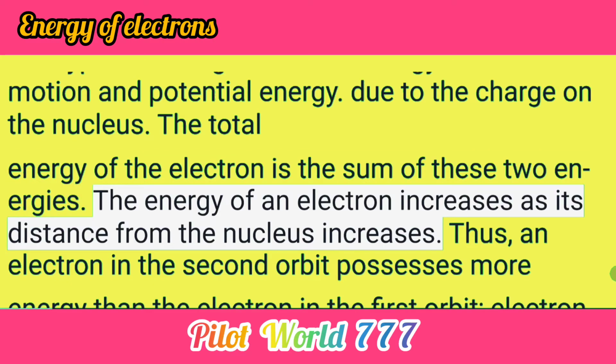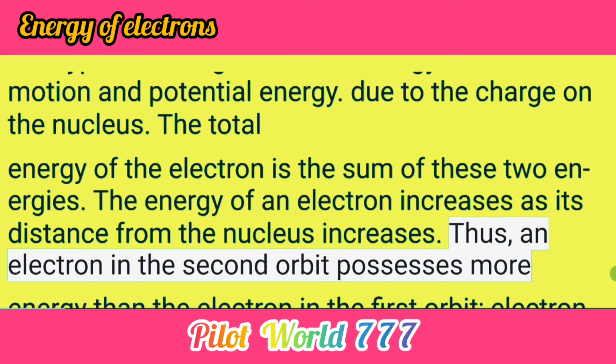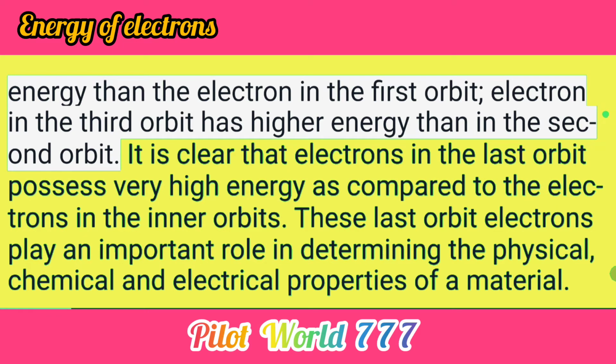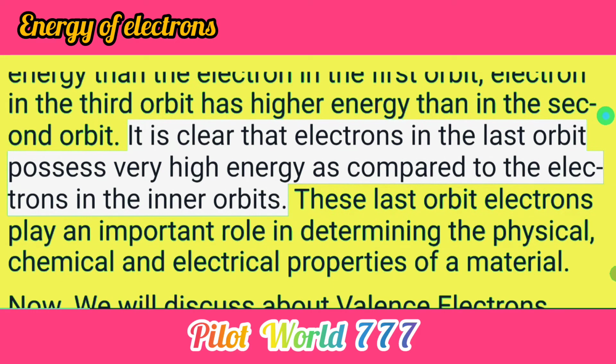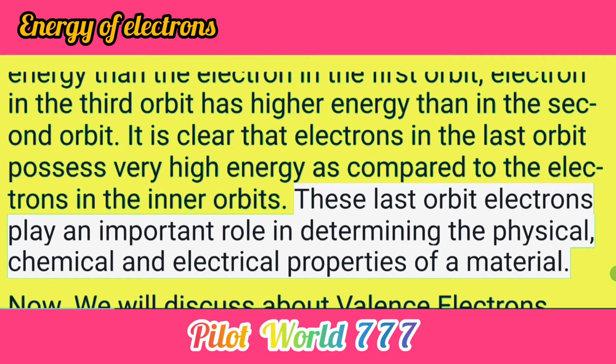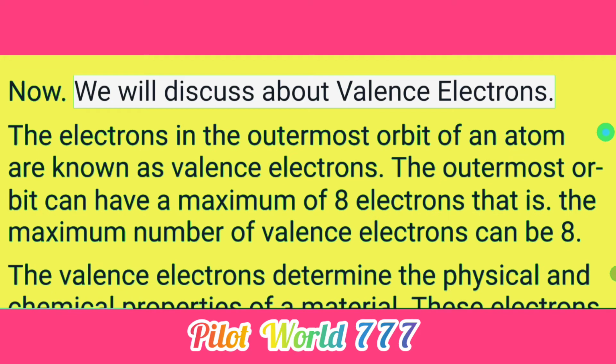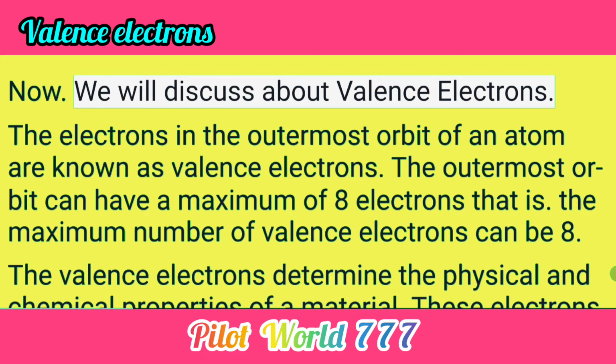The energy of an electron increases as its distance from the nucleus increases. Thus, an electron in the second orbit possesses more energy than the electron in the first orbit. Electron in the third orbit has higher energy than in the second orbit. It is clear that electrons in the last orbit possess very high energy as compared to the electrons in the inner orbits. These last orbit electrons play an important role in determining the physical, chemical and electrical properties of a material. Now, we will discuss valence electrons.